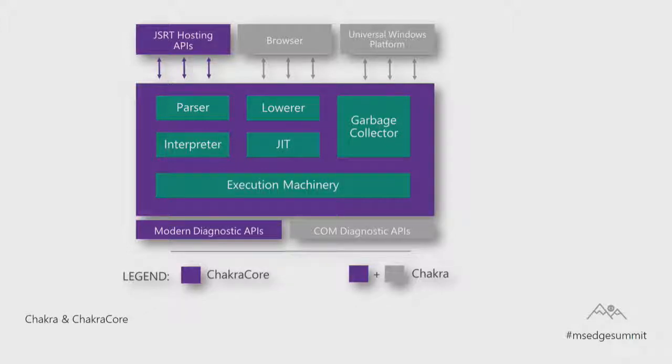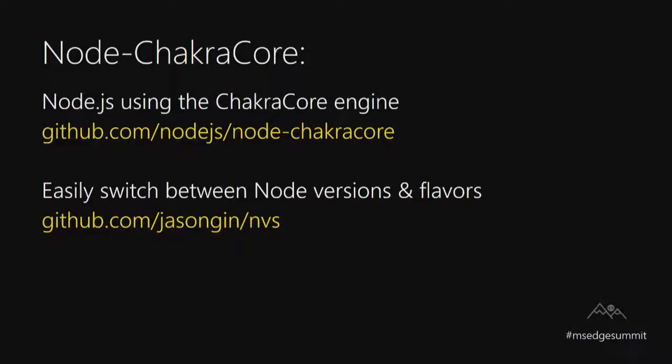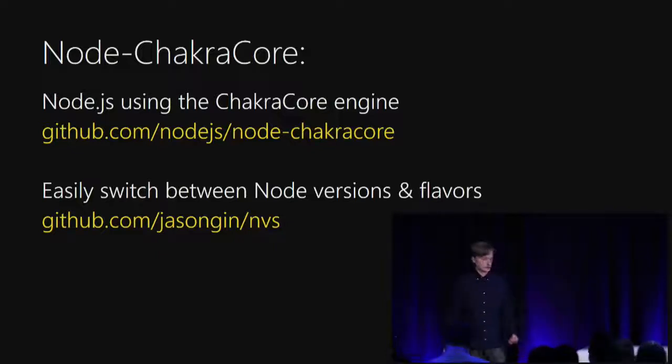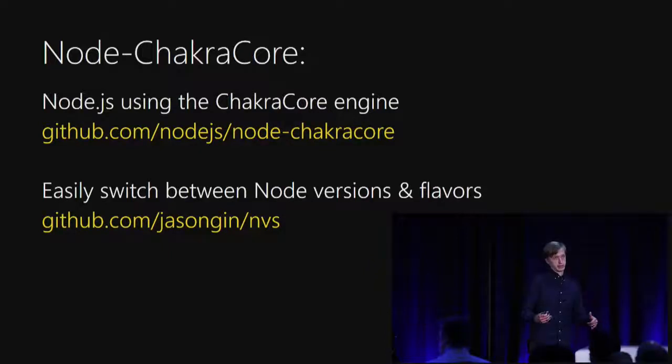And there's also another really cool project that I want to talk about that uses this API, and that is Node ChakraCore. Node ChakraCore is a version, a flavor of Node, if you will, that uses the ChakraCore engine instead of V8. This is implemented by basically implementing a translation layer from the API that V8 expects to those JSRT APIs that I referenced earlier.